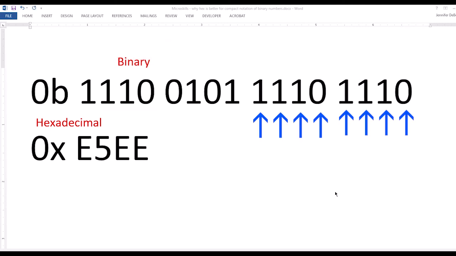And if the number is longer, you also just make the hexadecimal longer. So this is why we use hexadecimal. Every 4 digits of the binary number becomes one of the digits in your hexadecimal. And so hexadecimal is a little easier to convert into binary. It's also pretty easy to convert into decimal.